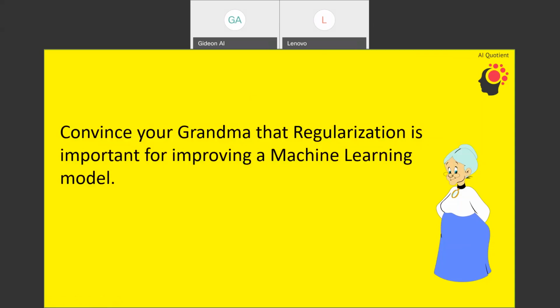Convince your grandma. You are going to tell your grandma, who has no knowledge about machine learning, mathematics, algorithms, all that stuff, in simple terms the importance of regularization. And that's exactly what this question is looking at. And how do we do that? Now you think about it. What kind of arguments and analogies are you going to bring to the table to make sure that your grandma understands regularization?